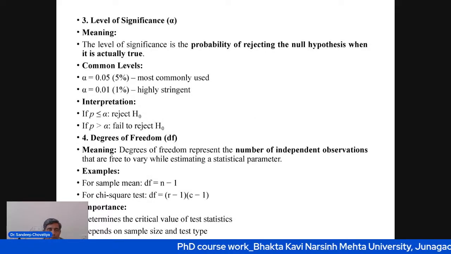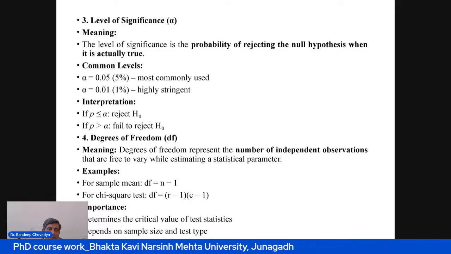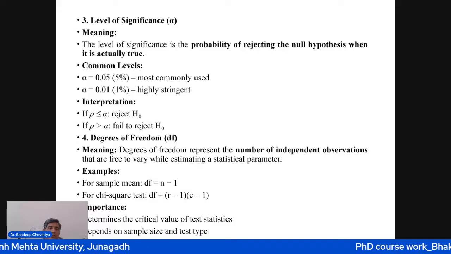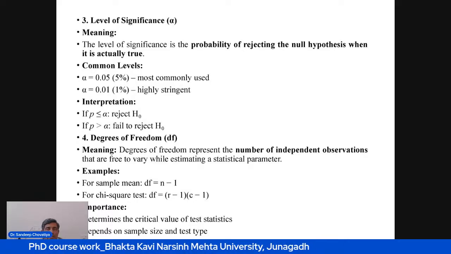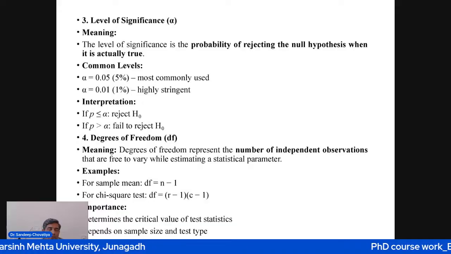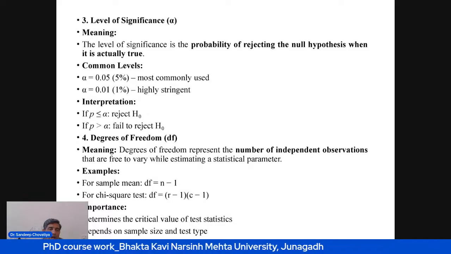Okay. Number 3, which is very important, is the level of significance. At which level are we going to test our hypothesis? The level of significance is the probability of rejecting the null hypothesis when it is actually true. Okay, we reject the null hypothesis when it is actually true. The common level for alpha is 0.05, which is 5%, most commonly used. 0.01, which is 1%, is highly significant, okay.